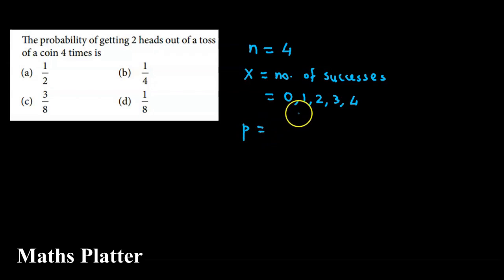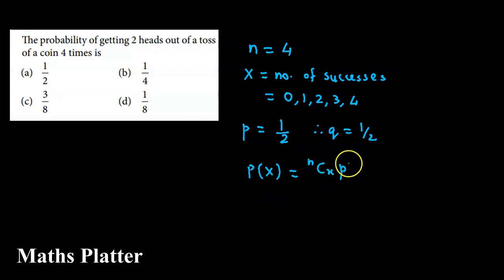सो यहाँ पे हर कॉइन के टॉस में हेड आने के चांसेस होते हैं हाफ, तो प्रोबेबिलिटी ऑफ फेलियर यानी हेड नहीं आने के चांसेस भी होंगे हाफ. और हमें पूछा गया है प्रोबेबिलिटी ऑफ गेटिंग 2 हेड्स यानी 2 सक्सेसेस की प्रोबेबिलिटी पूछी है. तो हम P ऑफ x का फॉर्मूला यूज करेंगे बाइनोमियल डिस्ट्रीब्यूशन का, which is nCx into p raised to x into q raised to n minus x.